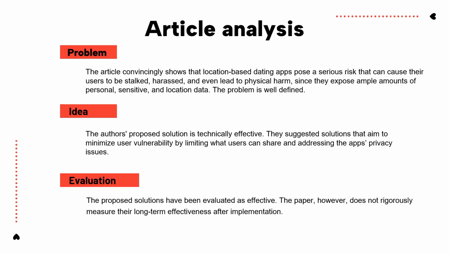And when it comes to the proposed solutions, I find them to be well balanced. It doesn't remove the main functionality of these dating apps, which rely on sharing information, but instead there are ways to reduce the risks, like minimizing the amount of data collected from the users. That reduces the amount of information shared without being no information at all, because they still need to share information to meet people. They suggested solutions that aim to minimize user vulnerability, like adding the APIs.